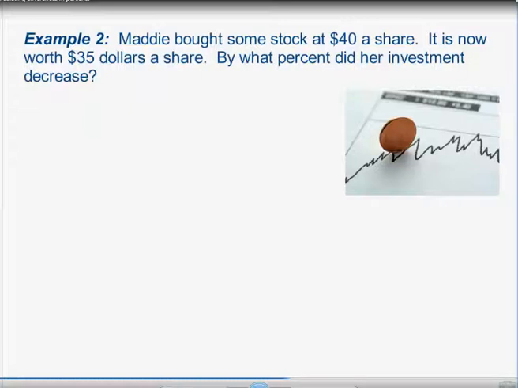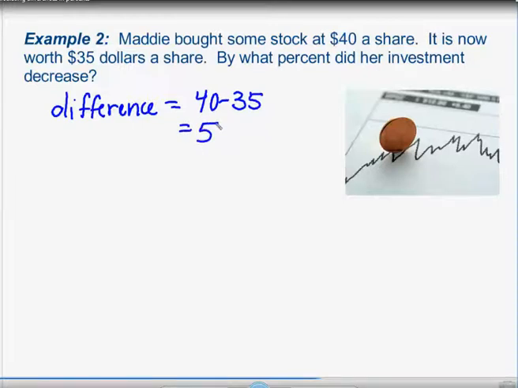Even though this is a percent decrease problem, we will solve it the same way we solved example 1. We're going to find the difference is what percent of the original. So we'll start by finding the difference between the two amounts. In this case, 40 minus 35. So our difference is 5. The original amount that Maddie started with was $40.